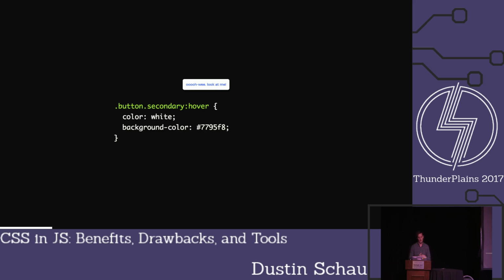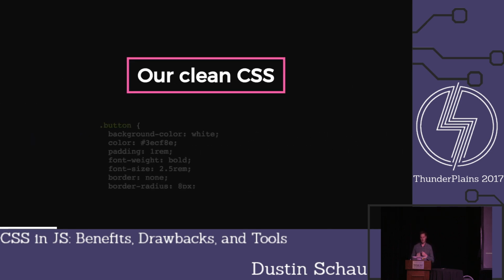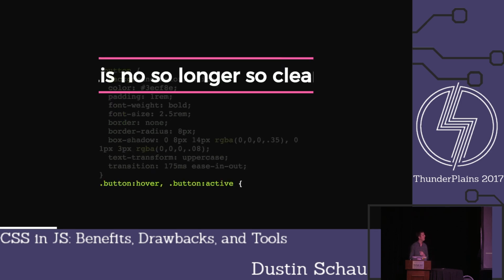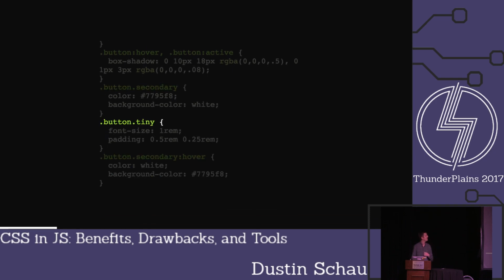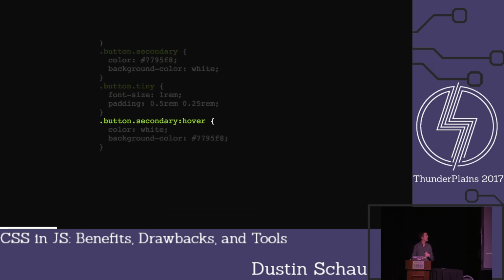We get a final request that the button needs to have a hover state for accessibility and more intuitive feedback on desktop screens. So we add this secondary hover class, and our button is completed for now. This is not fine. And why is that? Our clean CSS, what started off so great and so simple, is no longer so clean. We have the secondary class, we have this tiny class, and then we have the secondary hover class.